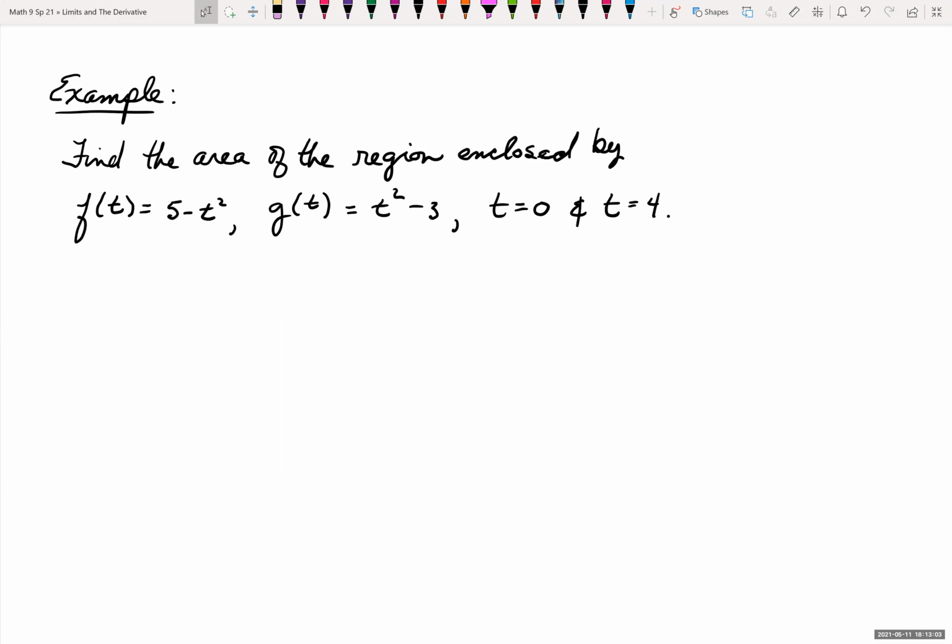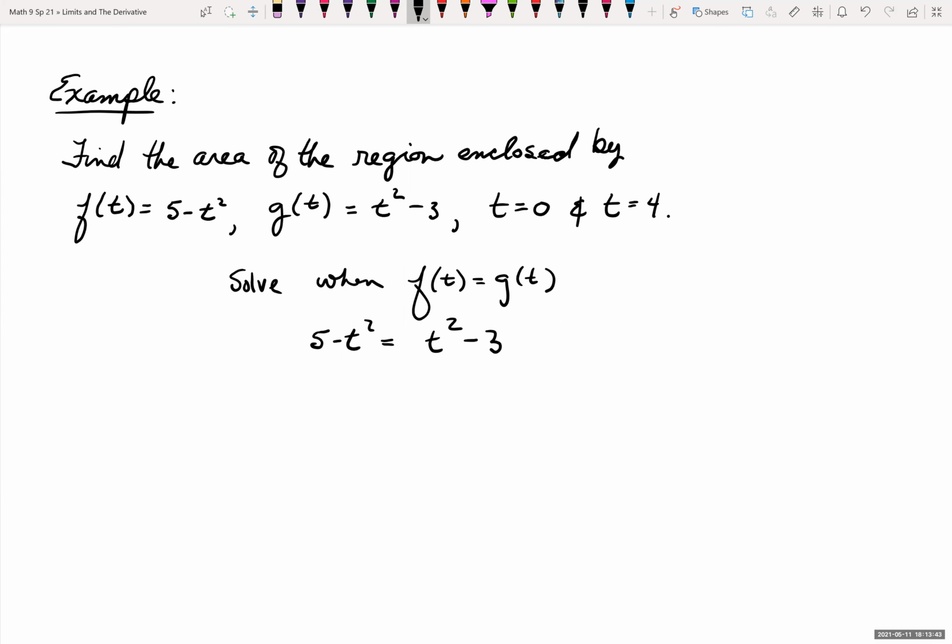So first thing I would look at is solve for when our two functions are equal to each other. So when f of t is equal to g of t. So doing that, I get 5 minus t squared equal to t squared minus 3. So solving for t, I first look at what type of equation I'm looking at. It's quadratic. And so in this case, there's a couple ways to solve it. Let's just get everything to one side. That's normally how we go about solving a quadratic. So let's add t squared to both sides and let's subtract 5 on both sides.